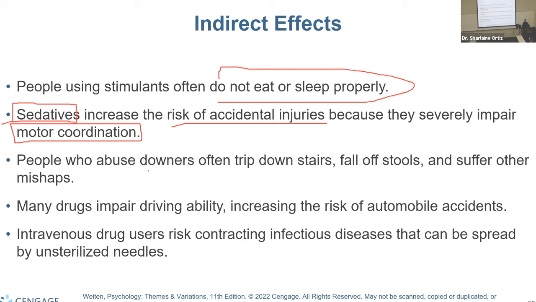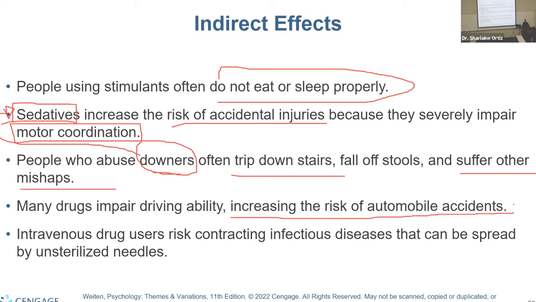Now, people who abuse these sedatives, right? People who abuse these downers, if you will, are more prone to accidents. For instance, tripping down the stairs, right? Suffer very common mishaps. As you know, it can increase the risk of being part of a car accident.